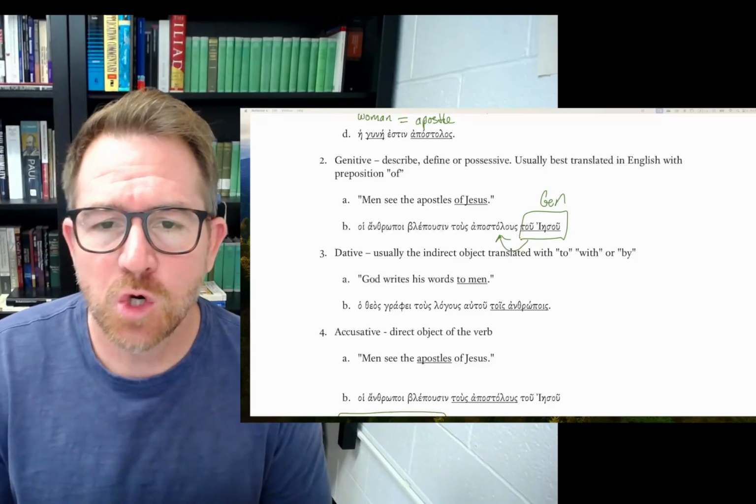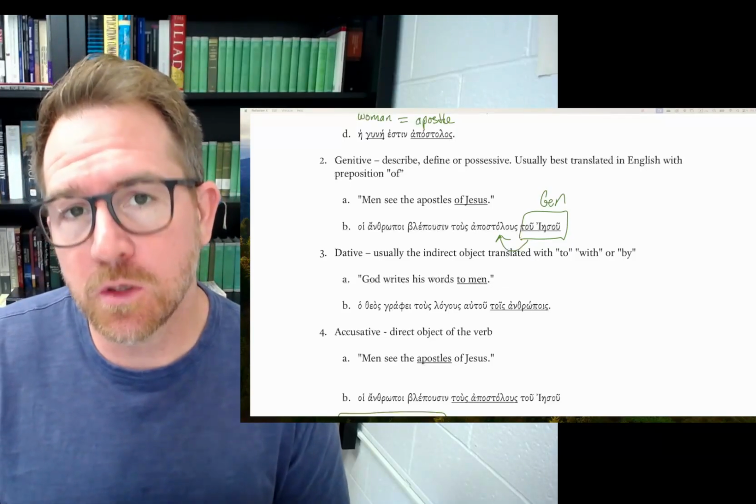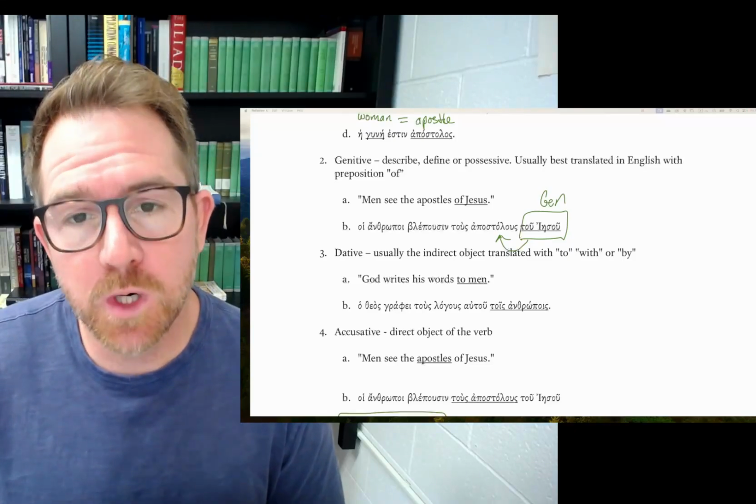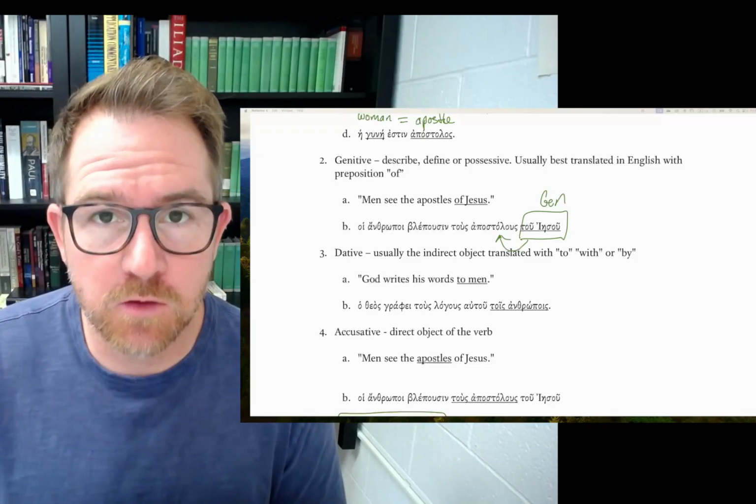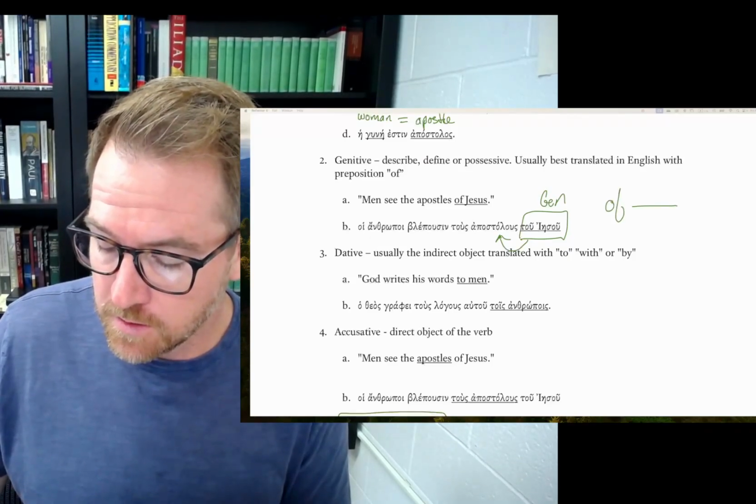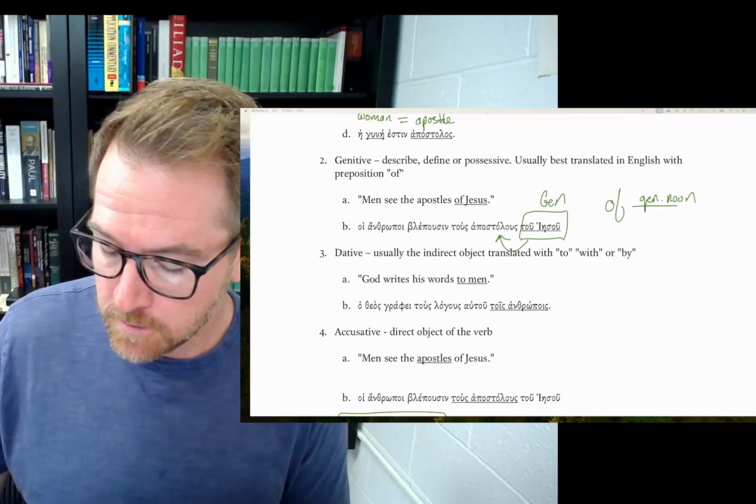So this is the possessive. But again, don't worry too much about the grammatical categories, because what we'll learn later on is that they're a little more complicated than we initially learn, but that's okay. For our purposes, what we want to know is that when we come across the genitive, we translate of and then whatever the genitive noun is, okay?